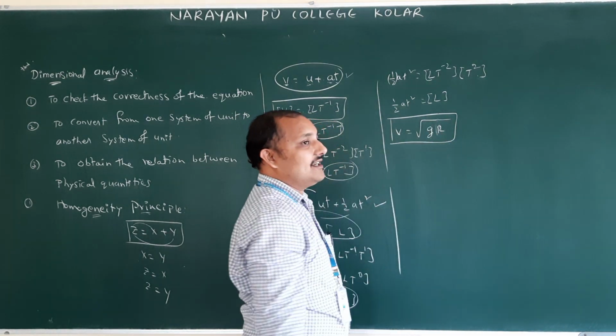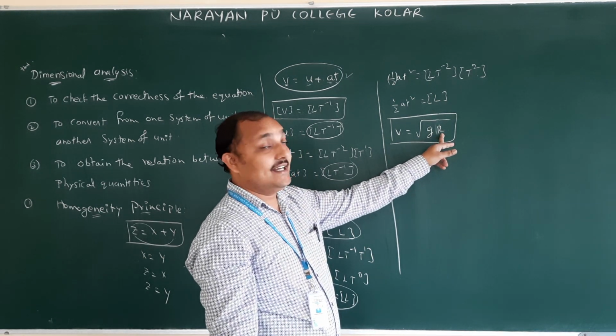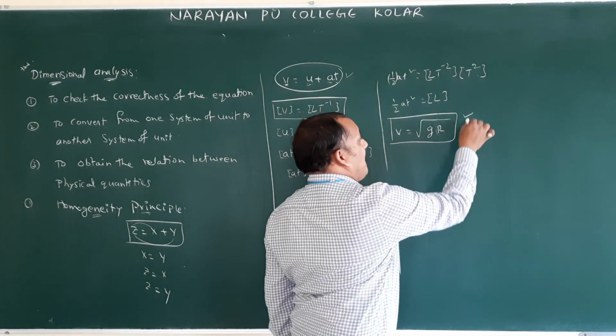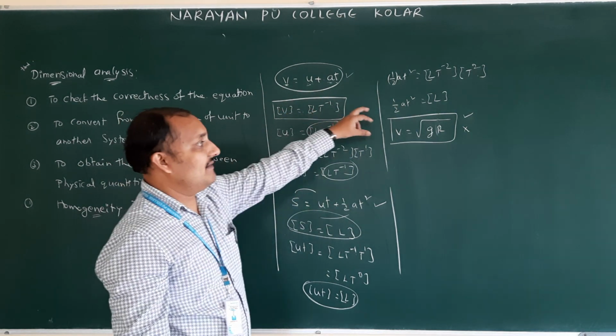What is g? Acceleration due to gravity. What is r? Radius of the path. r is radius, g is acceleration due to gravity. Is this correct or wrong? They will ask. So I gave already two examples, and I am giving a third example.